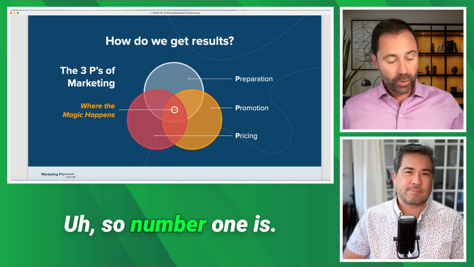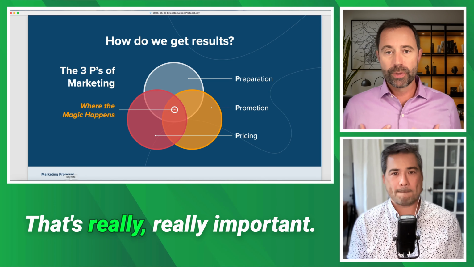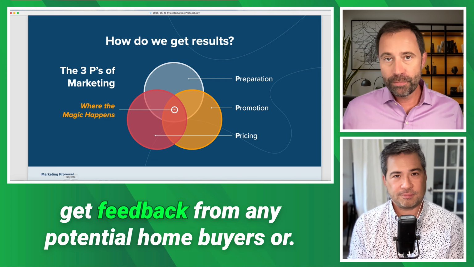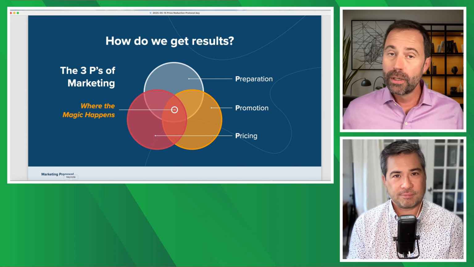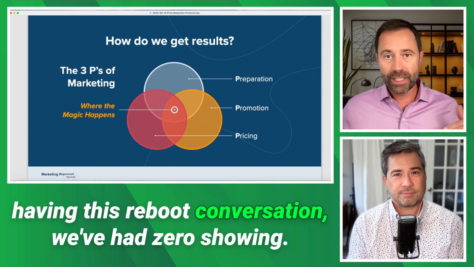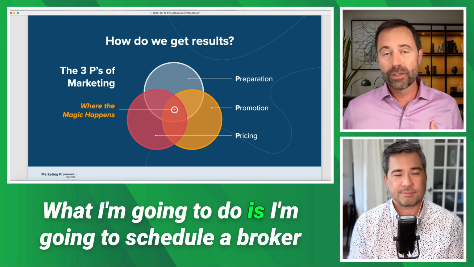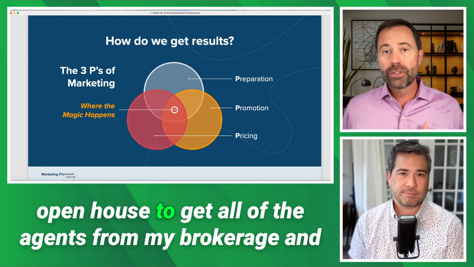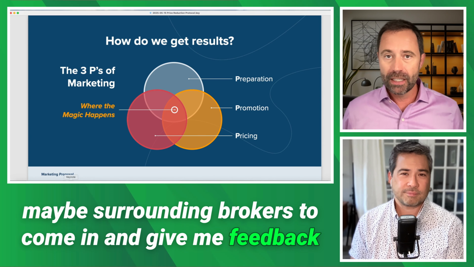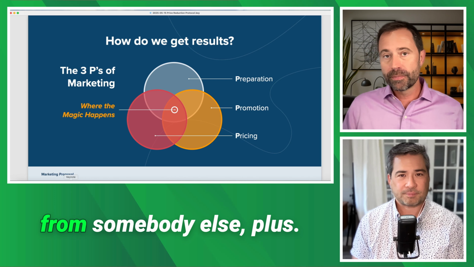Sure. So number one is I never make it about what I think about their house. That's really, really important. What we're going to make sure that we do is that we get feedback from any potential home buyers or their real estate agents. Now, if we've been on the market for a while and we're having this reboot conversation, and we've had zero showings, so I have no opportunity to get any feedback, what I'm going to do is schedule a broker open house to get all of the agents from my brokerage and maybe surrounding brokers to come in and give me feedback that I can then present. So I want to make sure that I'm getting that information from somebody else.